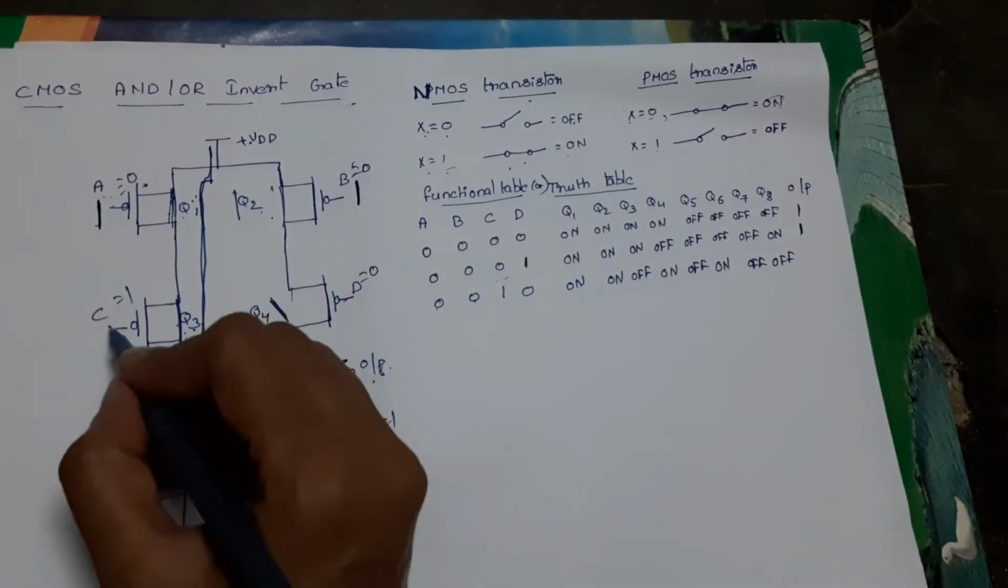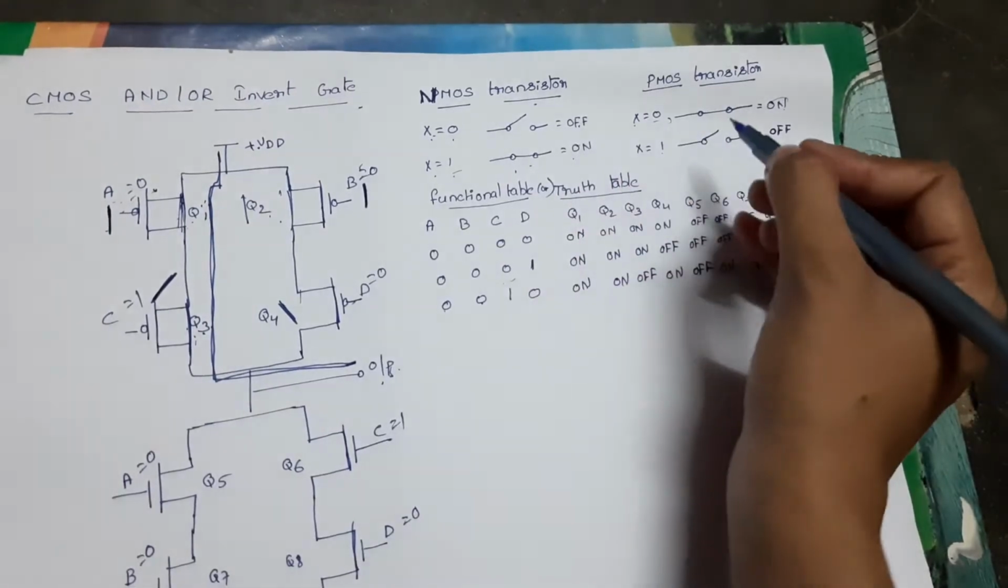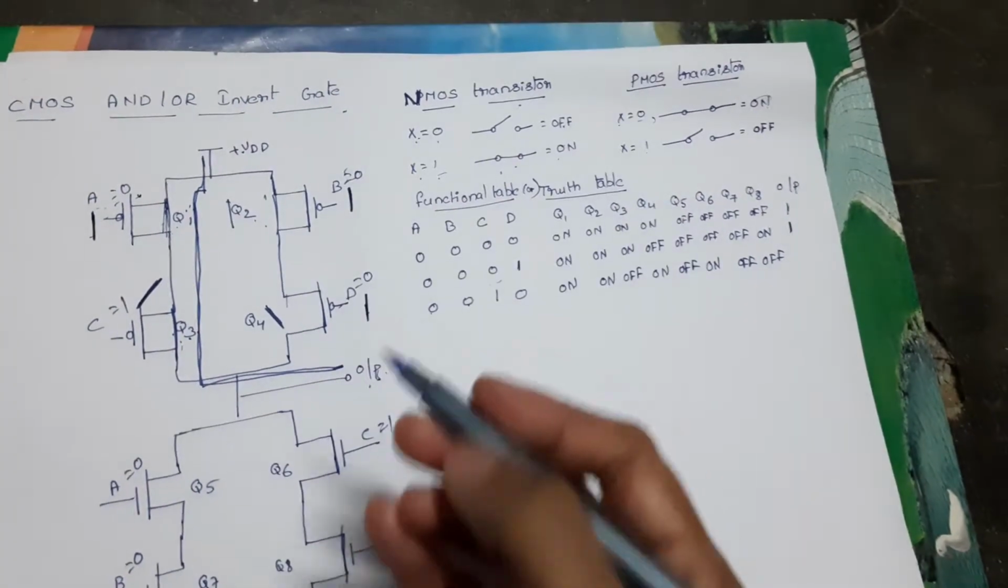Okay. Next, C is equal to 1. So that means this is an open circuit. So D is equal to 0, so this is also short circuit. So see here.